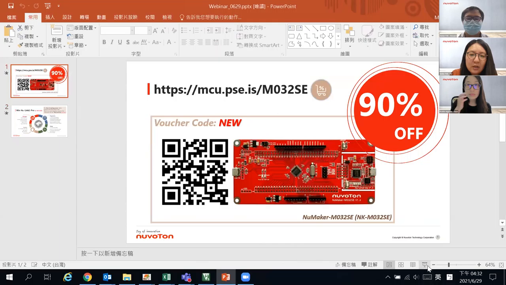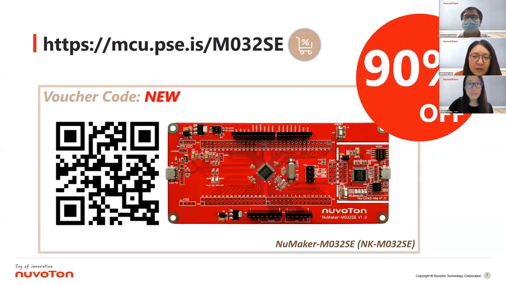So we have a question about the KEIL license for free. Yes, we have a Nuvoton edition license for KEIL 5. You can go to our website and find a link, the KEIL installation file download link. You can click into this web page and you'll find our license number, so you can get the license step by step and get the information from that web page.